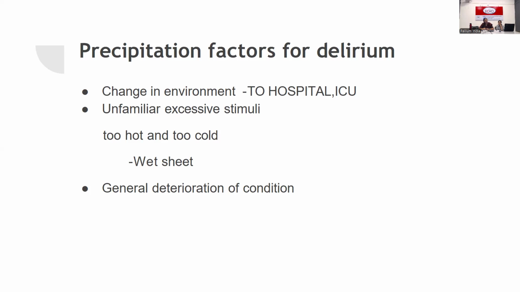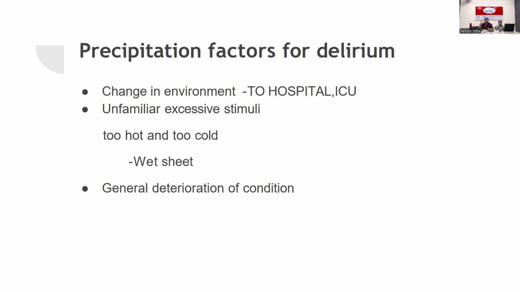Okay, so these are the precipitating factors. Now, unfamiliar excessive stimuli. Sometimes patients who are abandoned, or who are in excessive cold or hot in the ICU, feel very cold. If the patient is very cold and not able to tolerate it, all these things can make them very uncomfortable, and that can in turn precipitate delirium. Wet sheets, if they have urinated and there is nobody to look after them when they are lying in bed for a very long time, can also precipitate it.